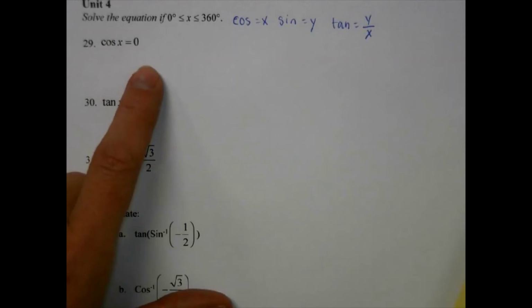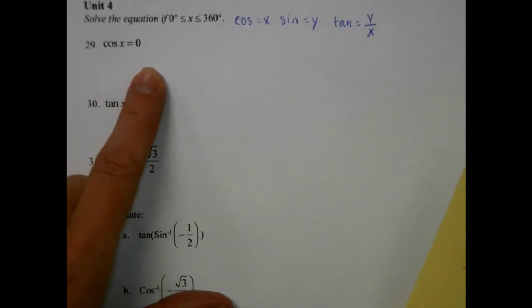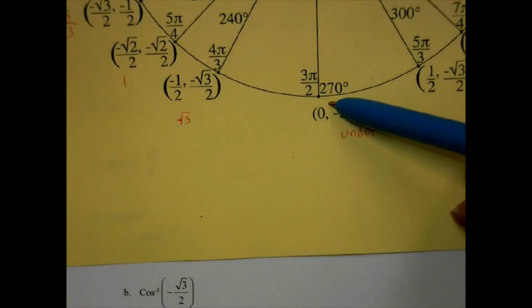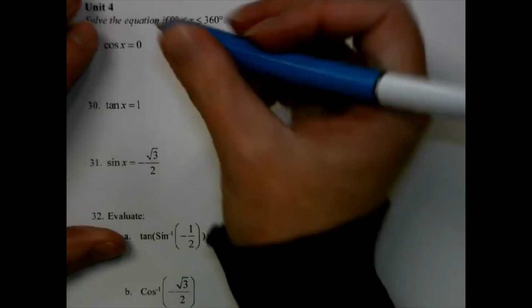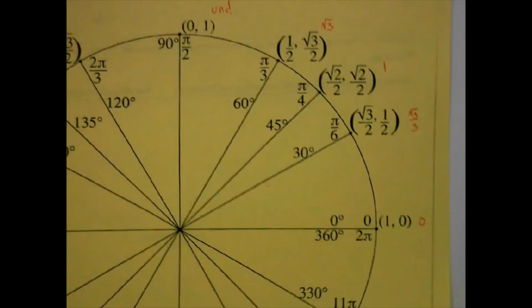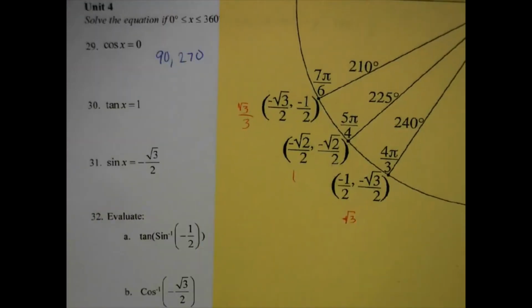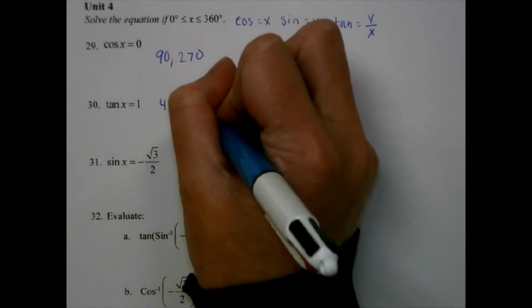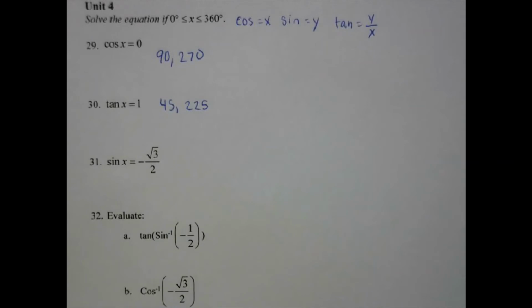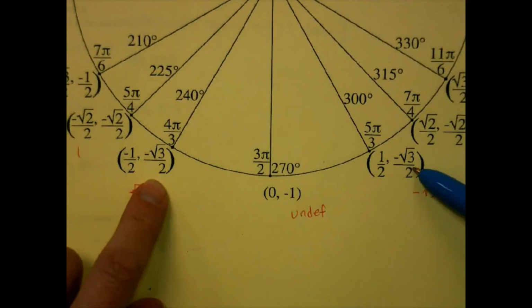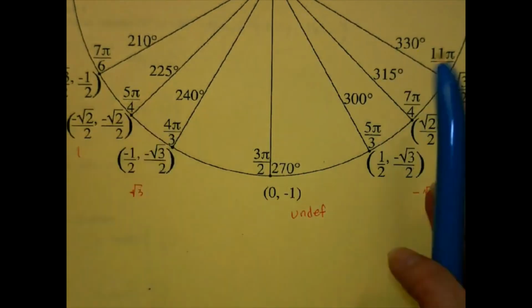Okay, so we have that. So here, where is cosine, where are x values equal to 0? Well, that's going to be here at 90 degrees and here at 270 degrees. Tangent equals 1. Well, we already labeled it. 45 and 5 pi over 4. Or, in degrees, 45 and 225. Our sine, our y, being negative root 3 over 2, is going to be here and here. So 240 and 300.